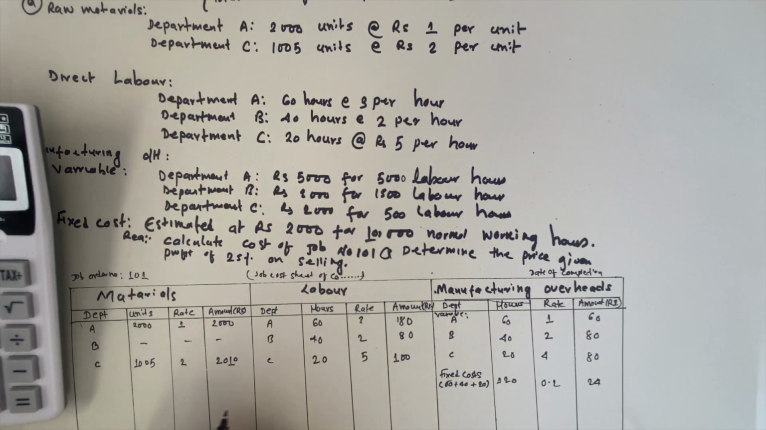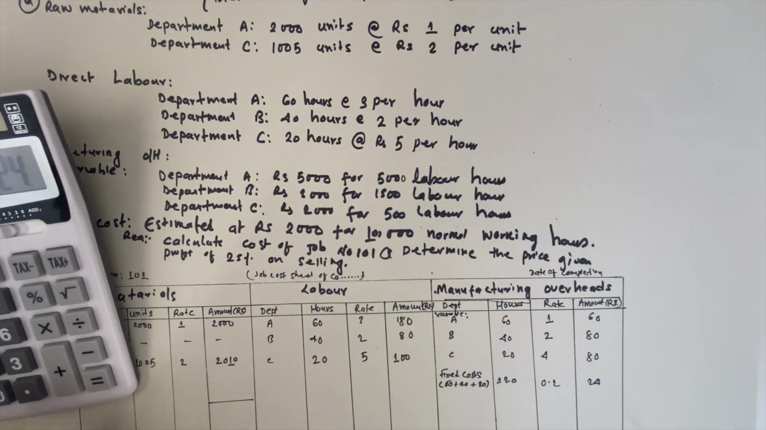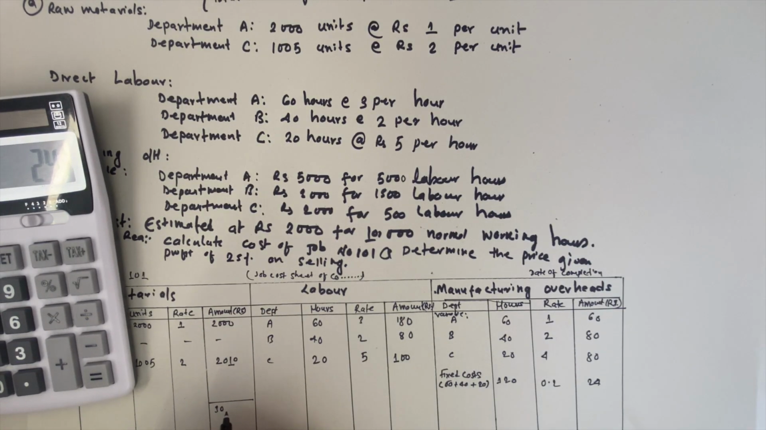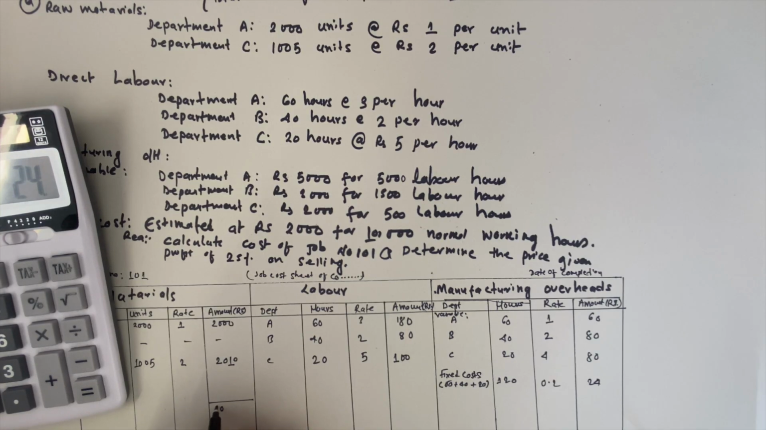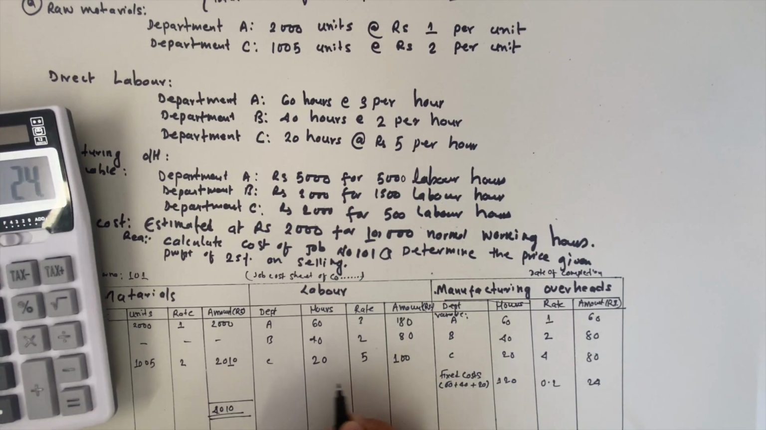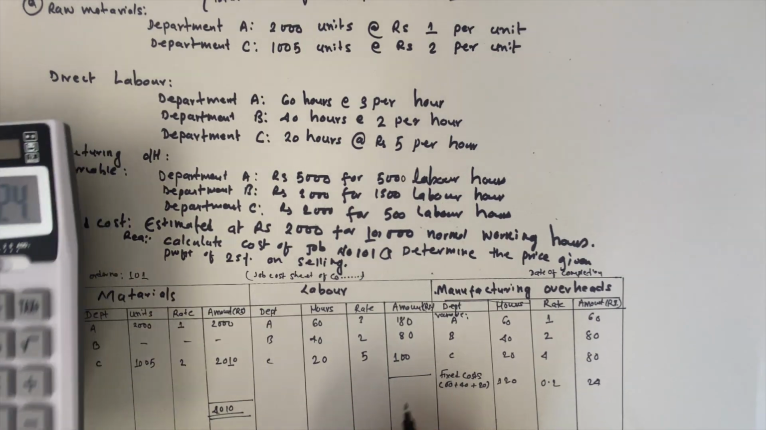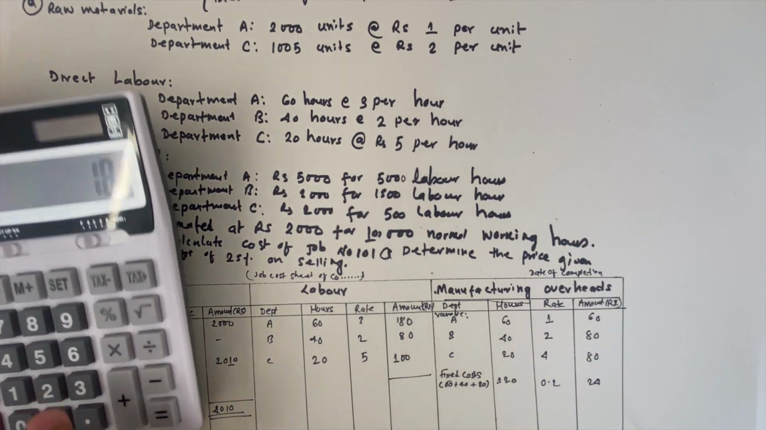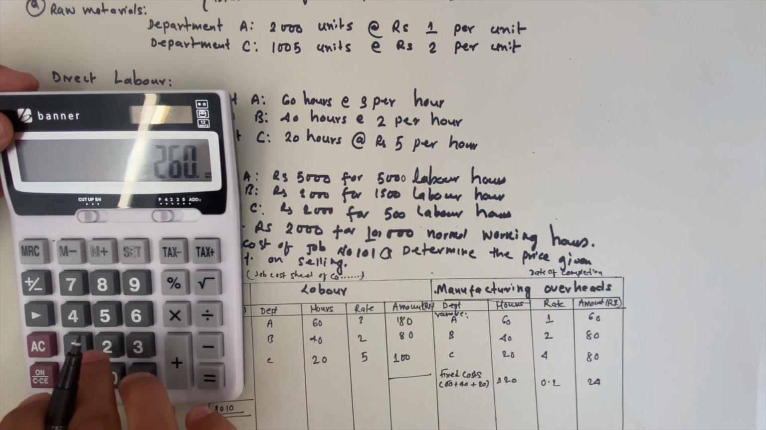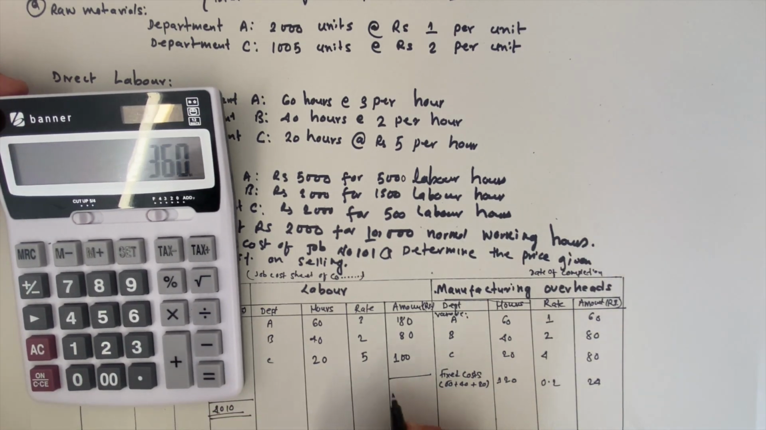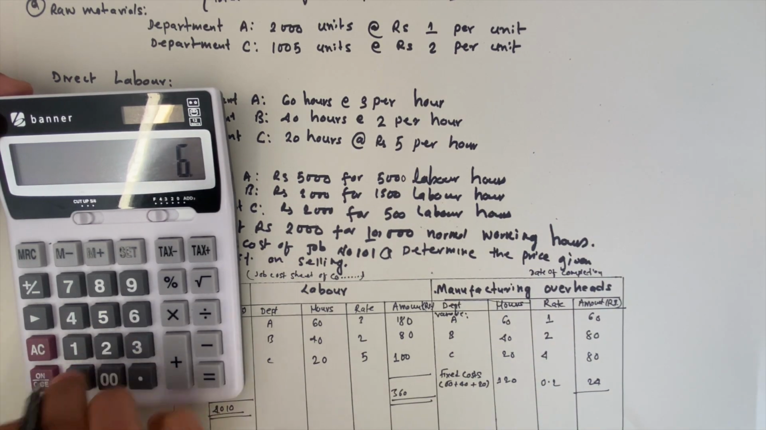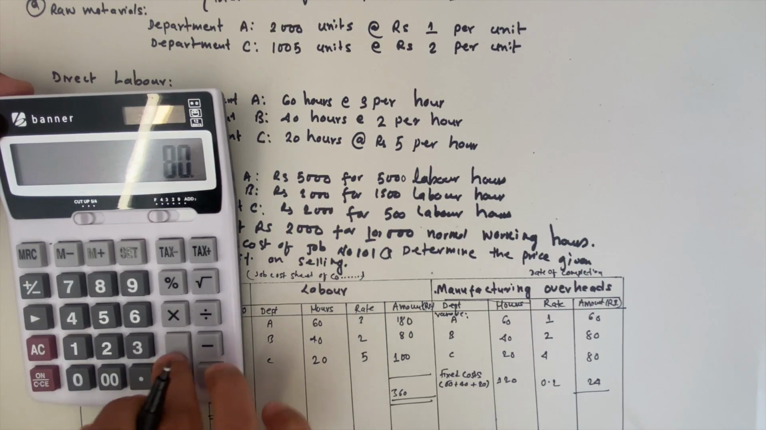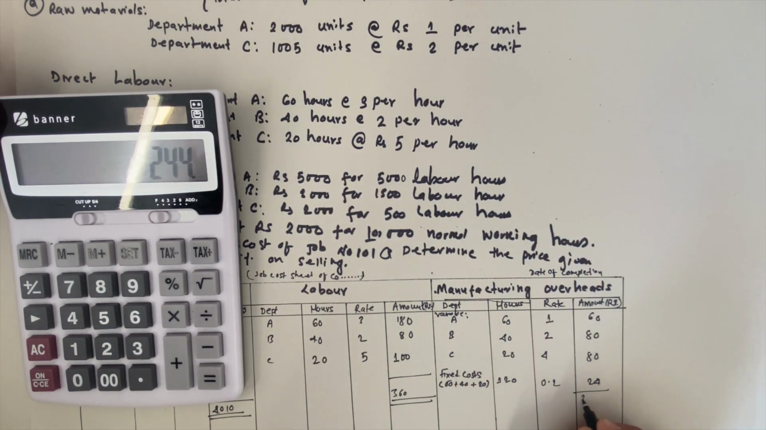So let's make it total here. How much do we get here? 4010 is the total for material. Total labor amount is 180 plus 80 plus 100, 360. Then for the manufacturing overhead, the amount would be 60 plus 80 plus 80 plus 24, we get 244.